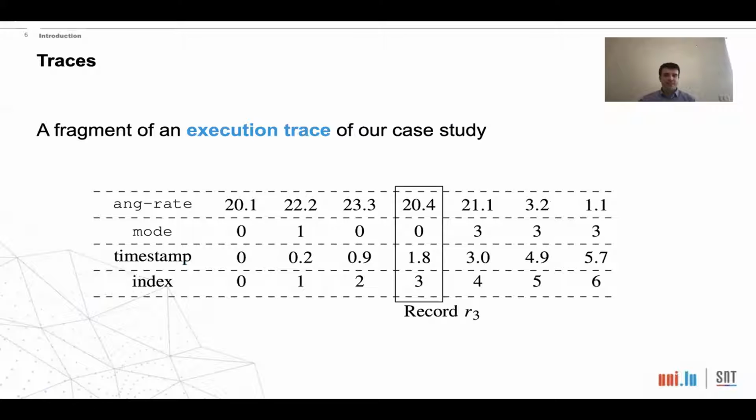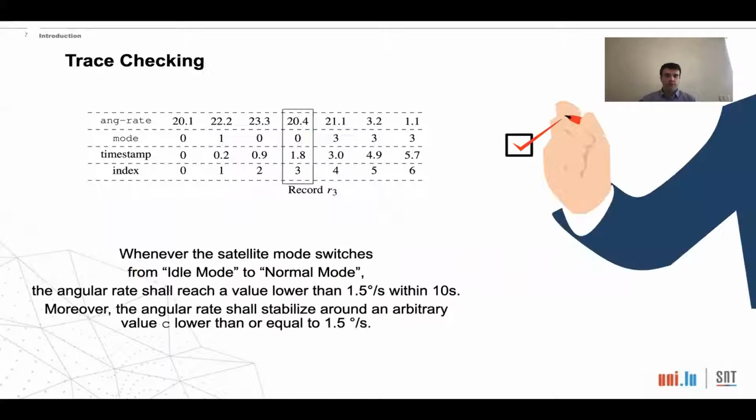To verify that the system does not violate this requirement, engineers analyze traces coming from the system. For example, a fragment of an execution trace of Israel is reported in this slide. The trace reports on how the angular rate and the mode of the satellite change over time. The timestamp value contains the time instance at which the values of the angular rate and the mode of the satellite are recorded. The index value is an incremental index that contains the indexes of the different timestamps.